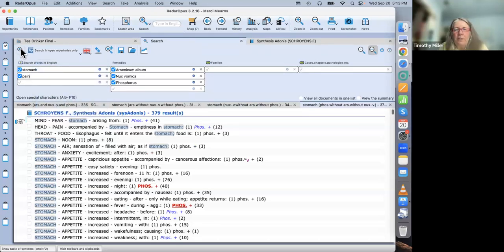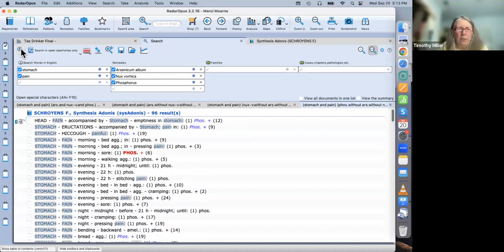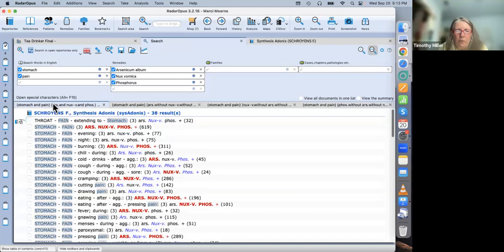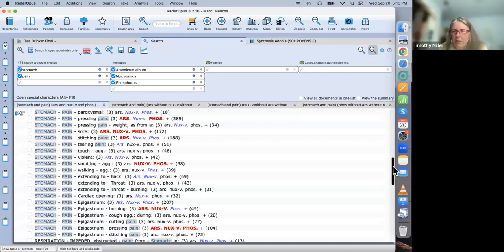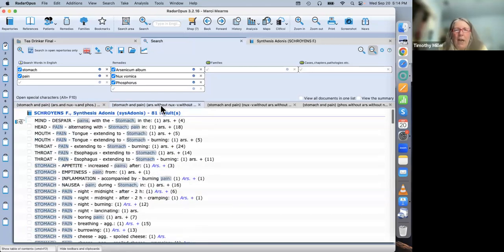So now I'm just going to compare and contrast the stomach pains amongst these 3 remedies. Okay, these are the common pains with the 3: cutting pain, darting pain. It would be interesting if they don't have burning pain in common, the 3. Oh, yes, they do. You would think.